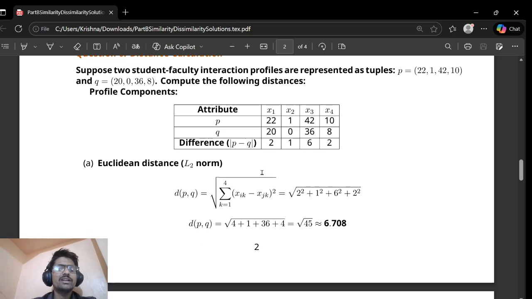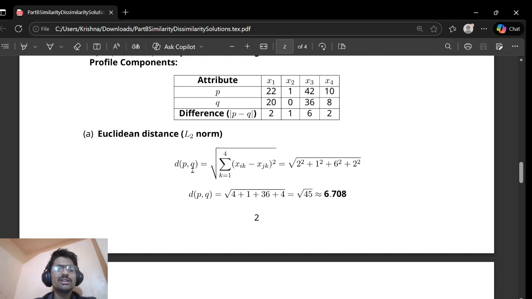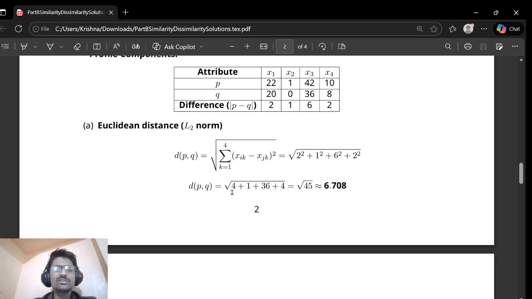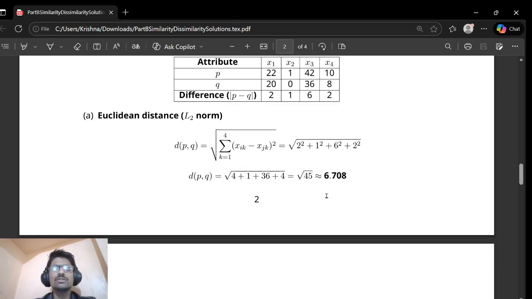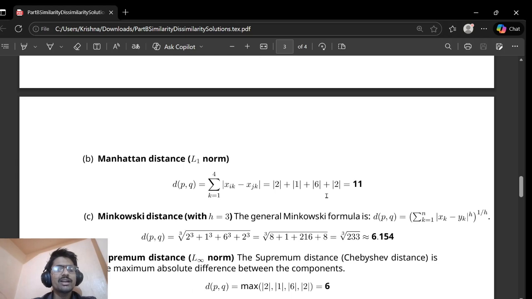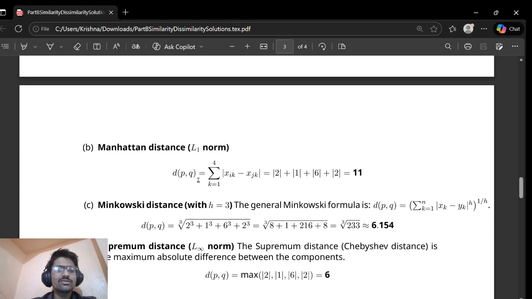A, Euclidean distance, the L2 norm. Here is the formula of Euclidean distance, and we are putting in the values. So 2 squared plus 1 squared plus 6 squared plus 2 squared. So d(P, Q) is equal to the square root of 4 plus 1 plus 36 plus 4, which is the square root of 45, equal to 6.708. Now Manhattan distance. Here is the formula for Manhattan distance and we are putting values in it. So modulus of 2 plus 1 plus 6 plus 2 is equal to 11.